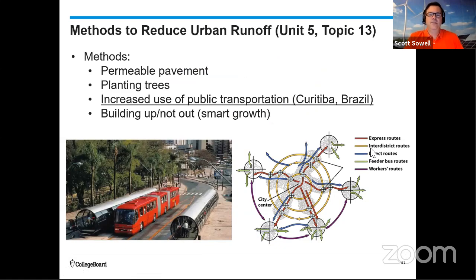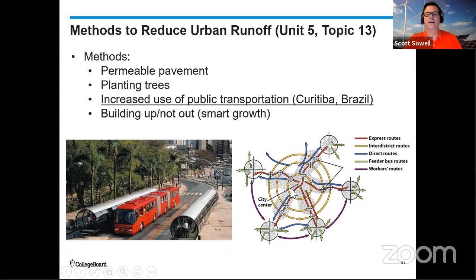And a great example of that is Curitiba, Brazil. So if we have more public transportation, that means we would in theory have fewer vehicles on the road, and therefore less need for more roads, which are impermeable. So shifting really heavily to public transportation decreases the need for more and more roads. And Curitiba, Brazil did a really interesting thing.